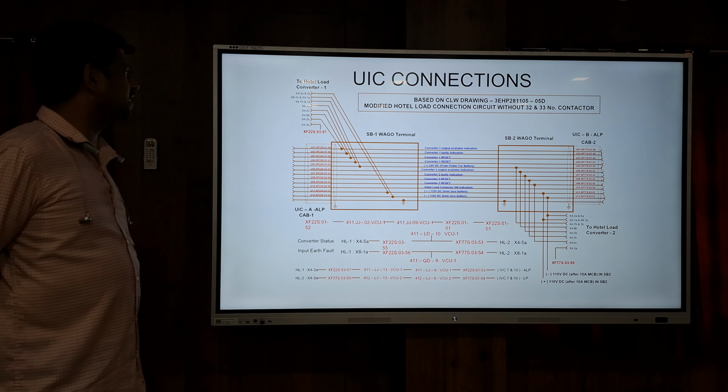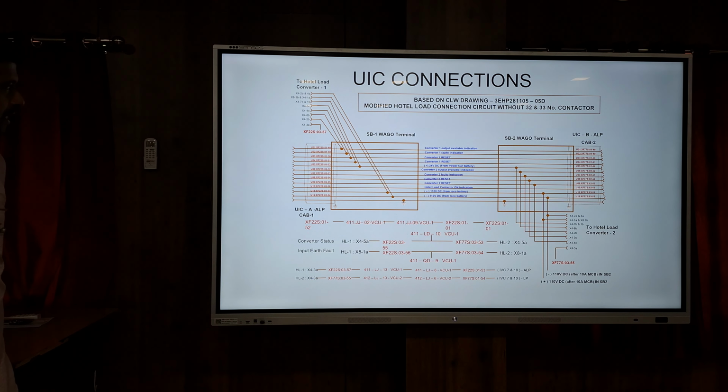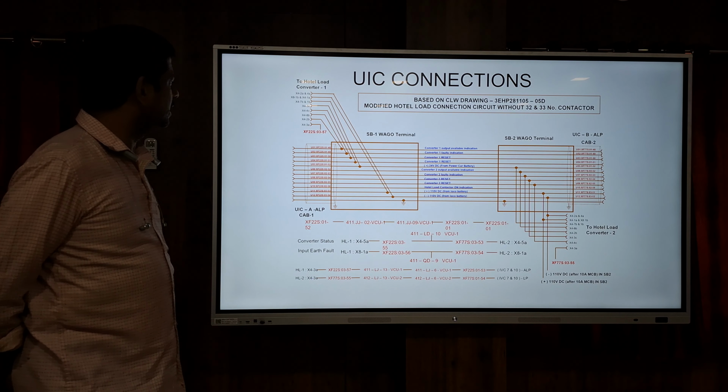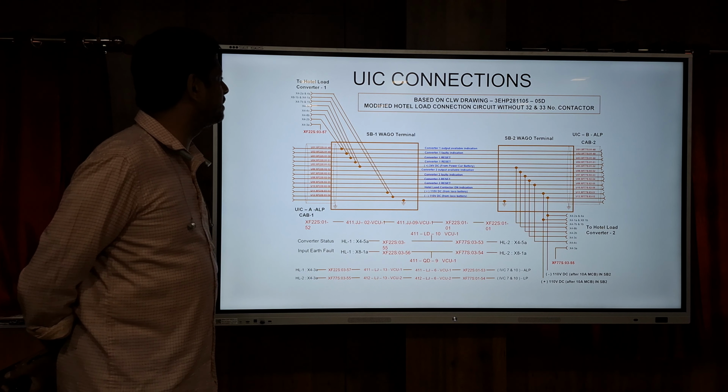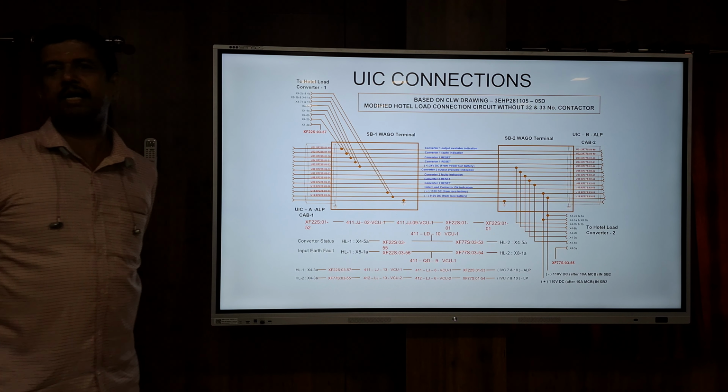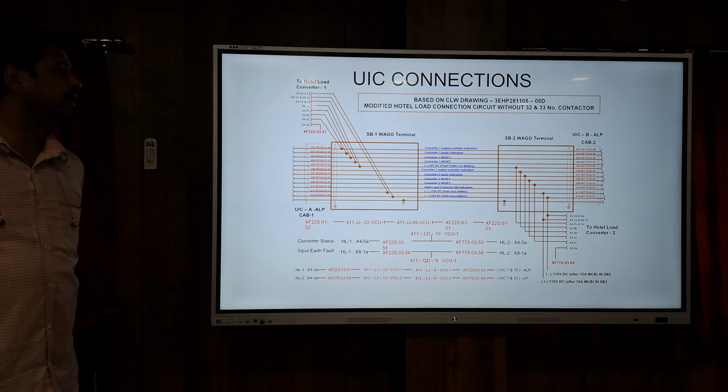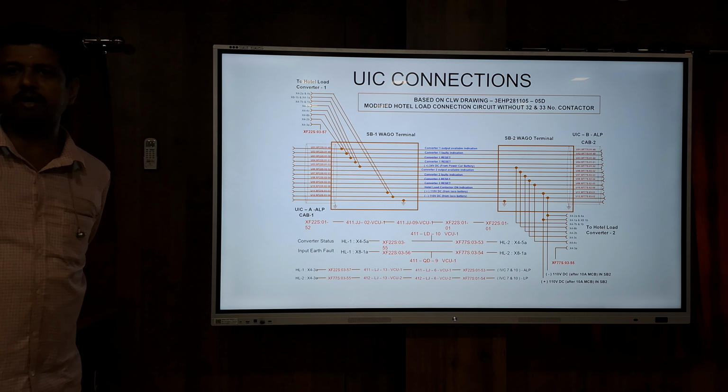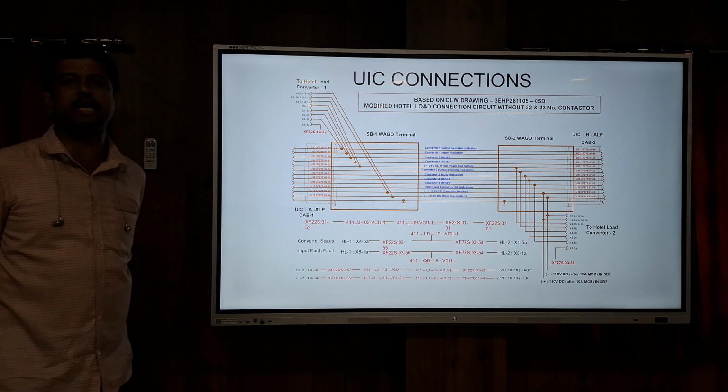This UIC is a 13-pin UIC unit. In that, all the pins are used. Pin number 1 is for hot load A output OK. Output OK lamp will glow in the power car if the hot load is working and everything is fine.